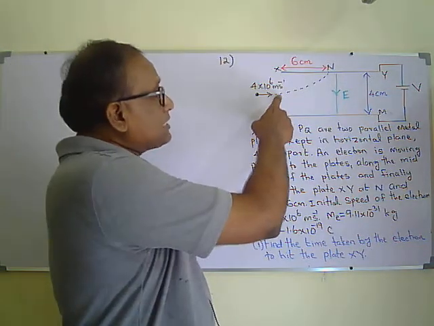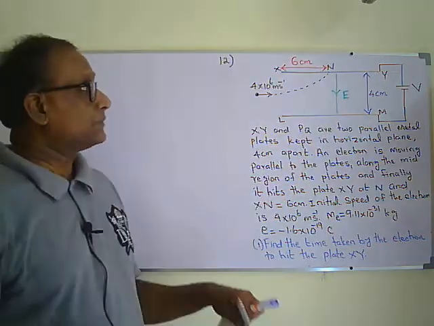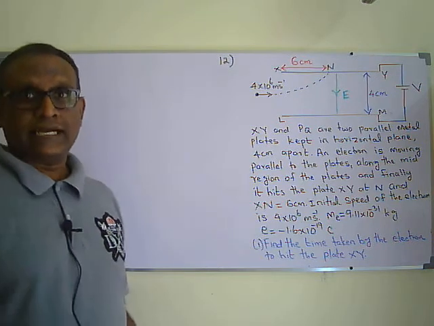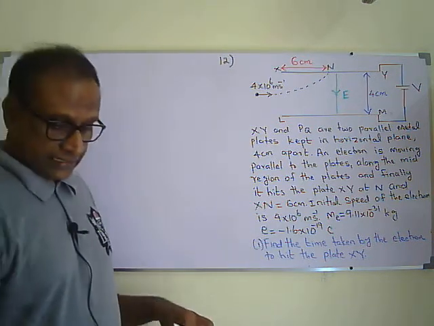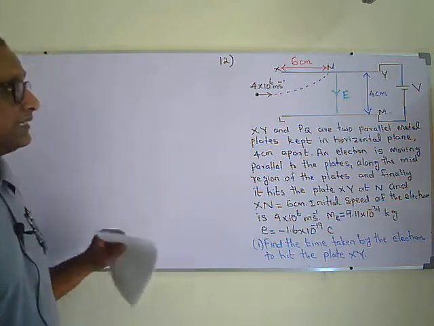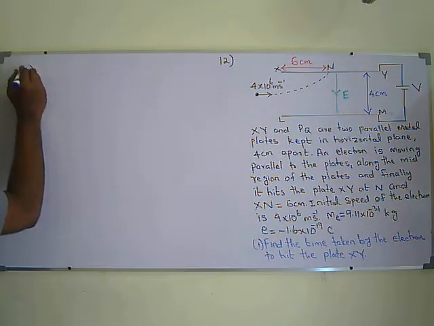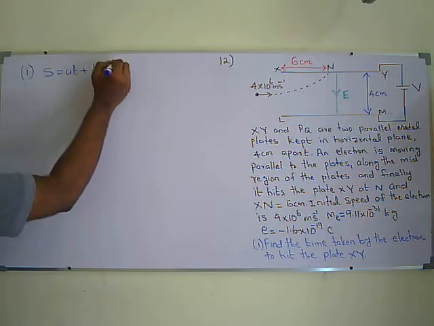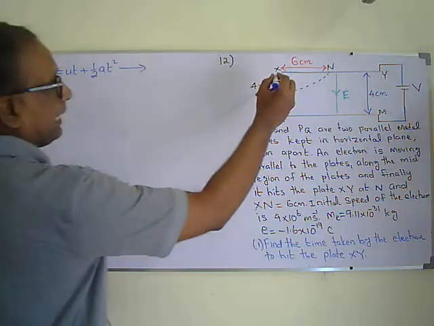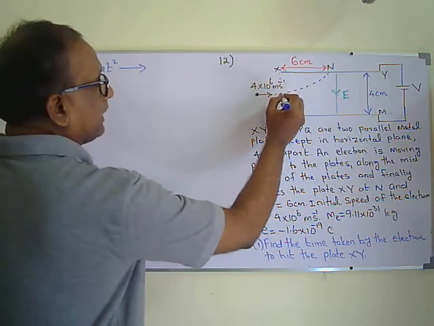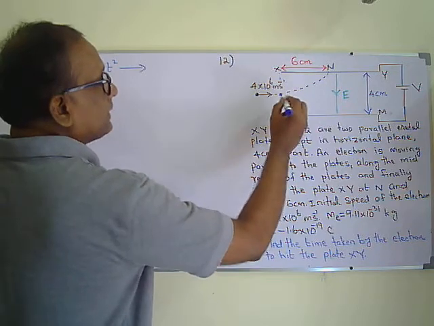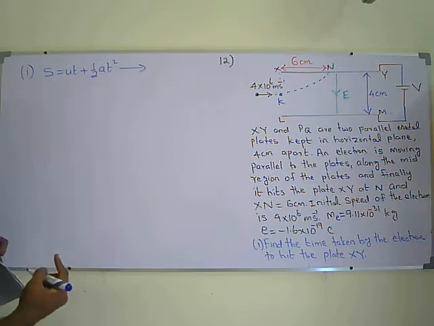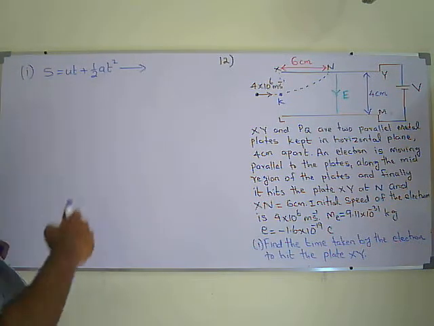So when it moves from this point to this point, the horizontal displacement is going to be 6 centimeter. Horizontally no acceleration, something like a projectile motion. So the first part, they ask me to find the time taken. Here I can find the time taken by using the equation of motion, S equal ut plus half at squared, in the horizontal direction. For the motion from the point where it enters, I can name that point K, from K to M.